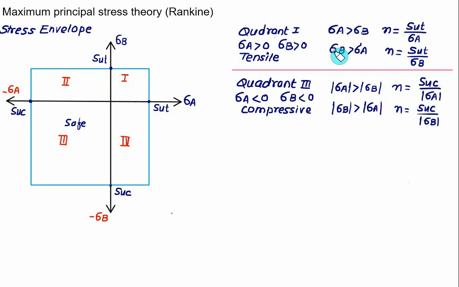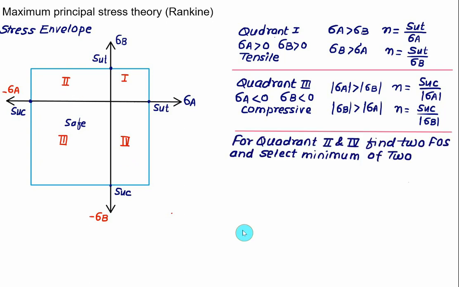But as far as quadrant 2 and quadrant 4 are considered, one of the principal stresses is positive and the other principal stress is negative. So in that case, if the principal stress is positive then you have to compare with SUT, and if the principal stress is negative you have to compare with SUC. So for quadrant 2 and quadrant 4 you have to calculate two factors of safety.